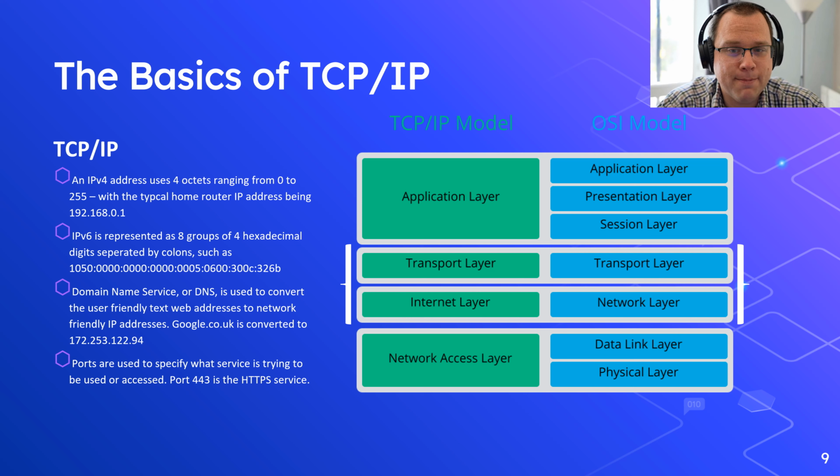Within the TCP/IP and OSI models, the GRC focus is within the transport layer and the network and internet layer. So on the OSI model, it's the network layer, and on the TCP/IP model, it's the internet layer.